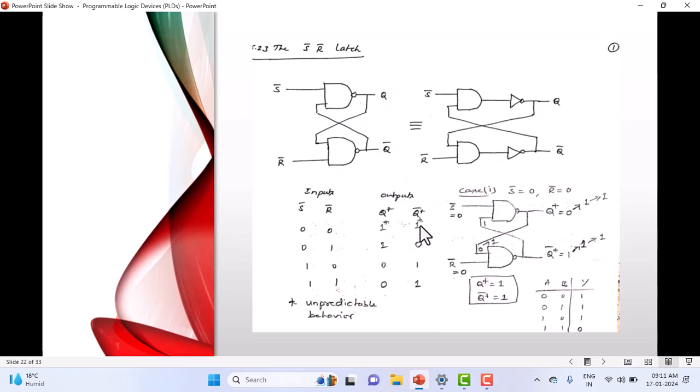Forbidden state was when both were 1, 1. But here it is totally reversed. You are getting the forbidden state in the circuit also, but now the condition is for both inputs as 0, 0. Understand here? And the no change state, you get for the last one here.